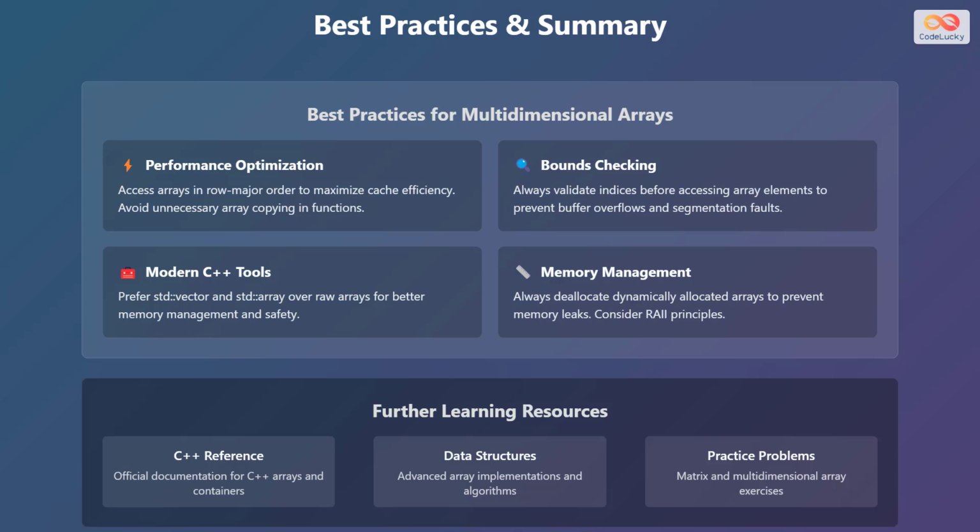Let's review some best practices for working with multidimensional arrays and summarize what we've covered. First, performance optimization is crucial. Access arrays in row major order to maximize cache efficiency and avoid unnecessary array copying in functions. Second, always validate indices before accessing array elements to prevent buffer overflows and segmentation faults. Third, prefer std::vector and std::array over raw arrays for better memory management and safety. Finally, always deallocate dynamically allocated arrays to prevent memory leaks, and consider resource acquisition is initialization principles.